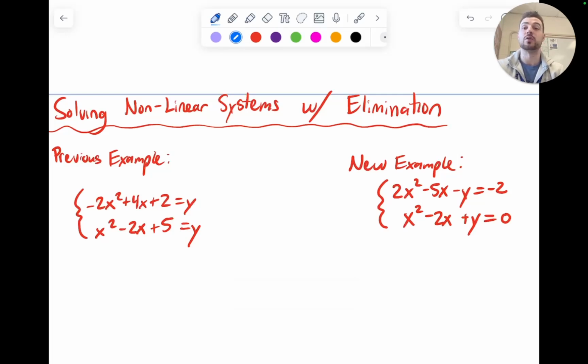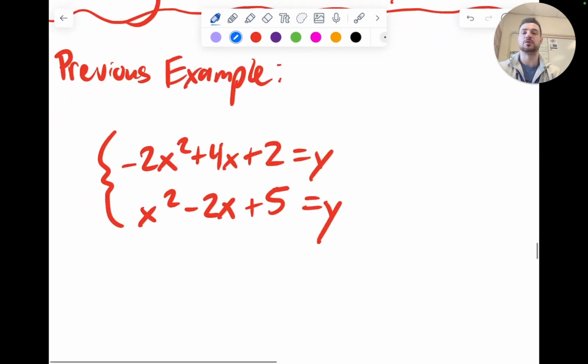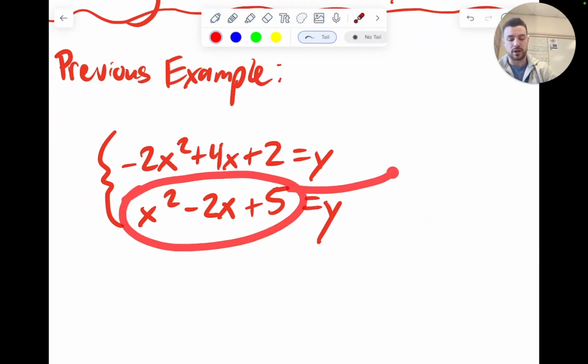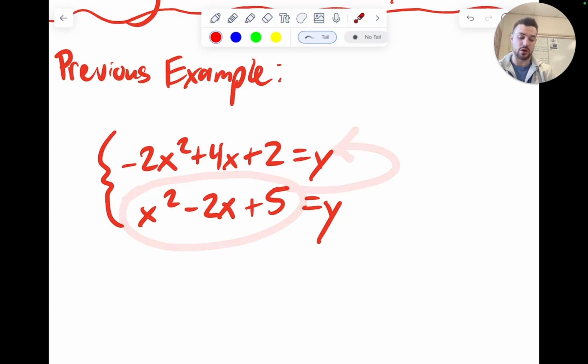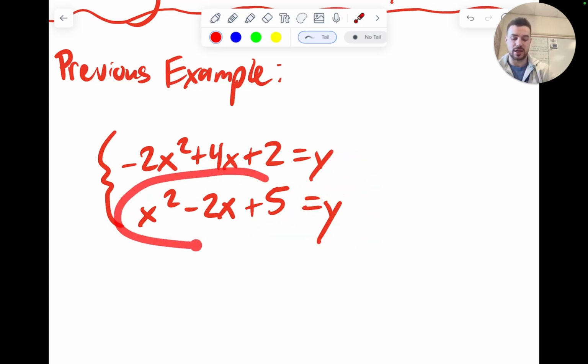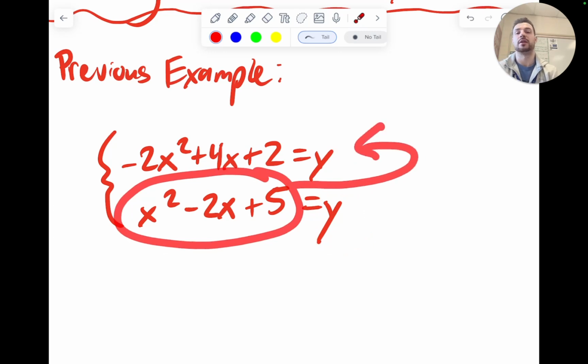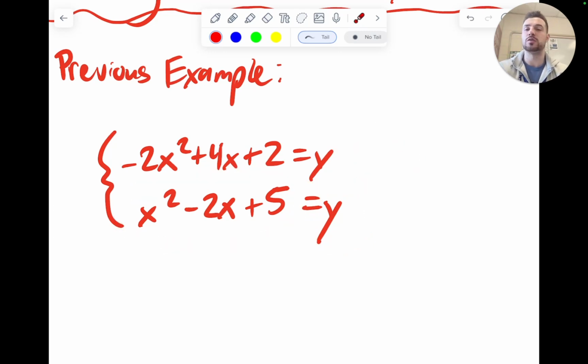Today what we're going to do is continue solving nonlinear systems, but now we are going to do elimination. If you think back to our previous lesson together, this was a problem that we worked on where we substituted one equation into the other. Since we know what y is equal to, we can take what it's equal to and plug in. But we can also use our other methods. It really depends on the setup of the problem. In this case, we can also use our next method of solving systems, which is elimination.